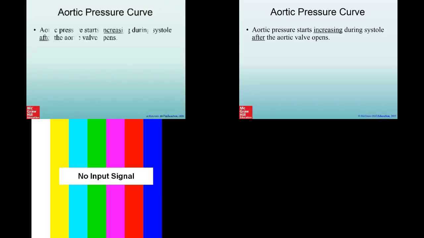So let's look at what's going on in the aorta when the ventricle is going through its cycle, systole and diastole. Aortic pressure starts to increase during systole after the valve opens. Remember, you've got that period of isovolumic contraction where the ventricles are contracting in order to generate enough force to push those semilunar valves open. Those arteries already have blood in them. You have to push that blood out of the way to open the valves.